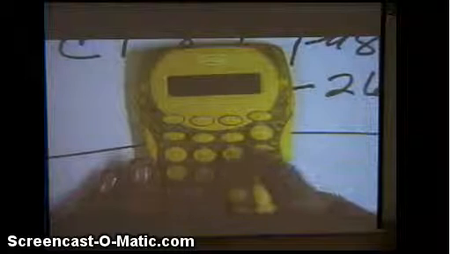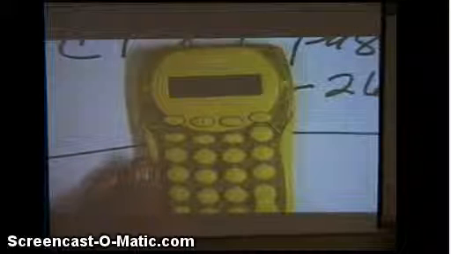Now, you can do it that way because your calculator is doing all the work. You see, there's your 36. Barely, you can see that. We saw it. It was 36. That's all that matters.